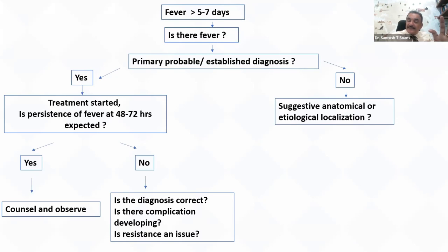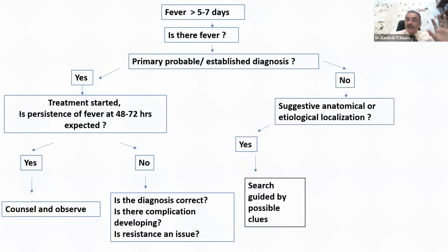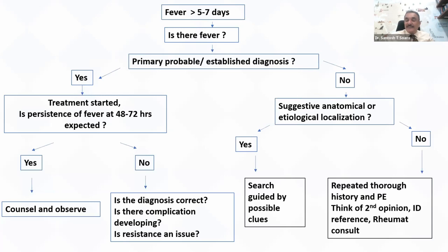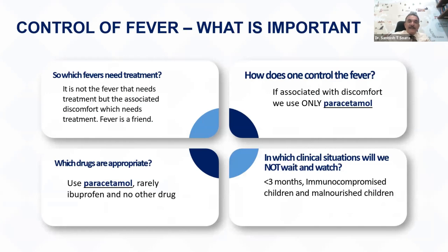Is there this thing? You have, I can hear a bronchial breathing, or I have a cough. I have jaundice. So is it showing anatomical or etiological localization? If yes, search by doing the investigation. If no, then you just have to take the history again, do a proper physical examination, think of second opinion with the ID specialist or rheumatologist.